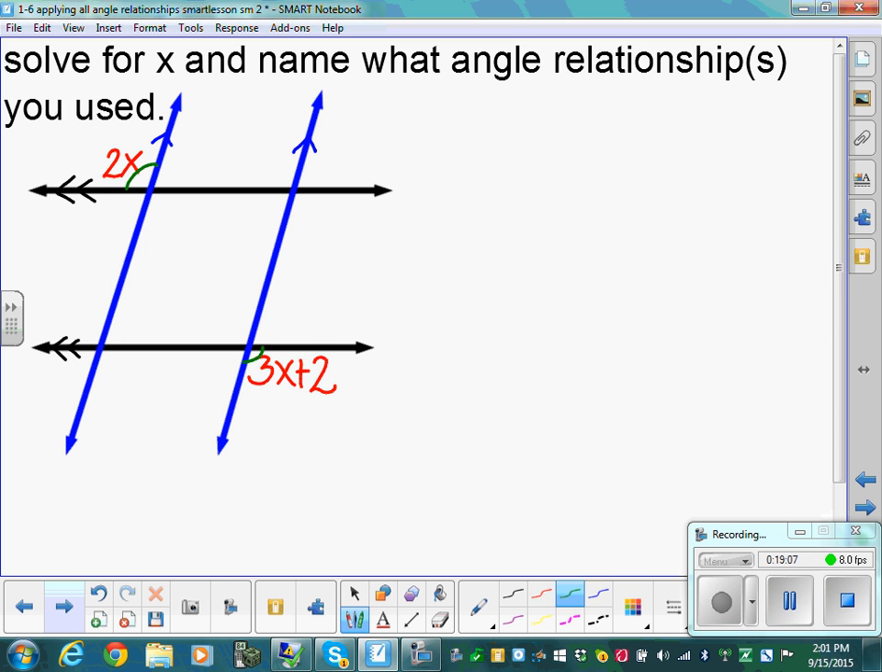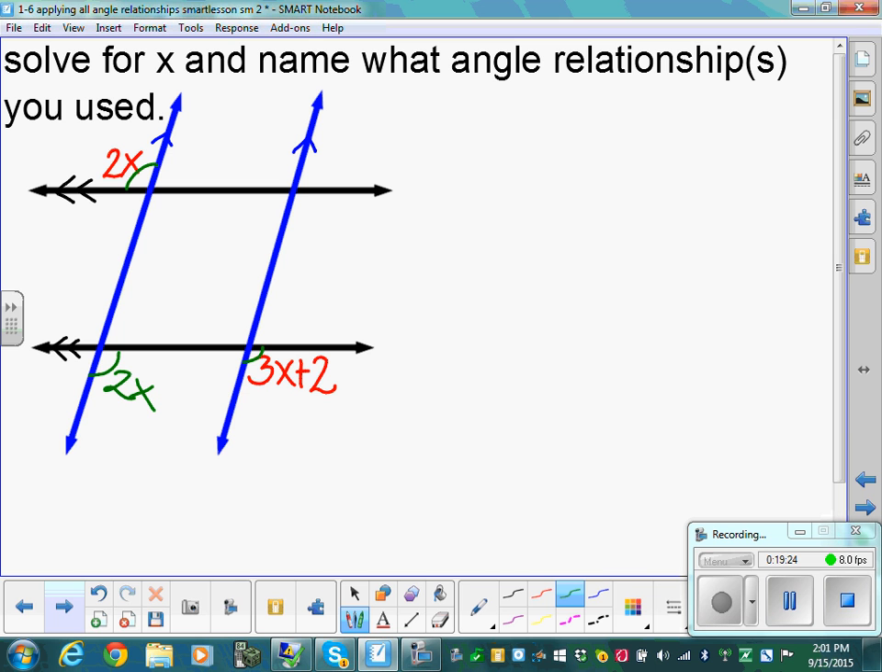No. You can't just say alternate exterior angle, but this would be an alternate exterior angle with 2X. So this could be what? 2X. Okay, I like that idea. Now look, are these lines parallel as well? Yes, the blue ones are parallel too. So we can work this way.